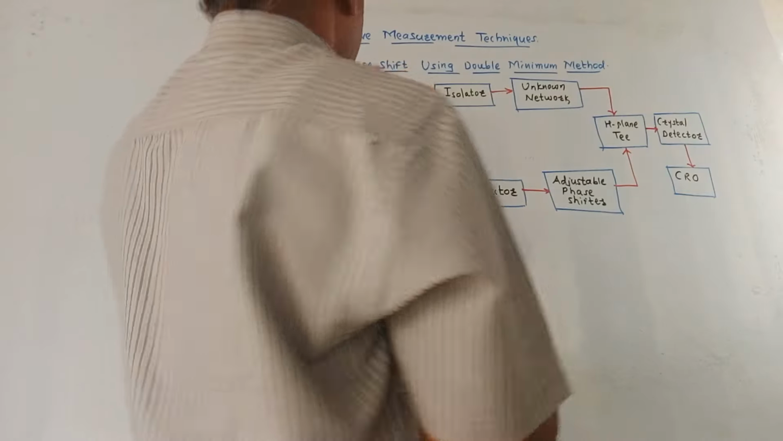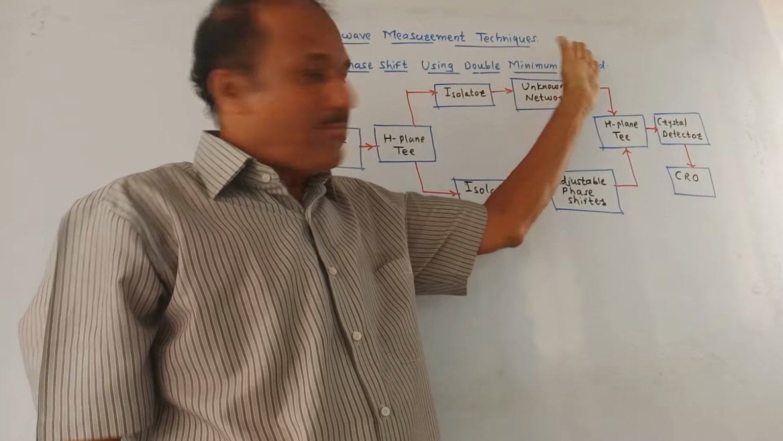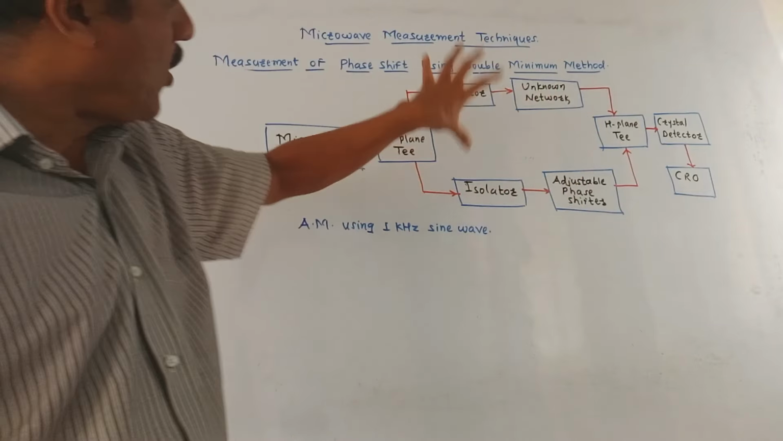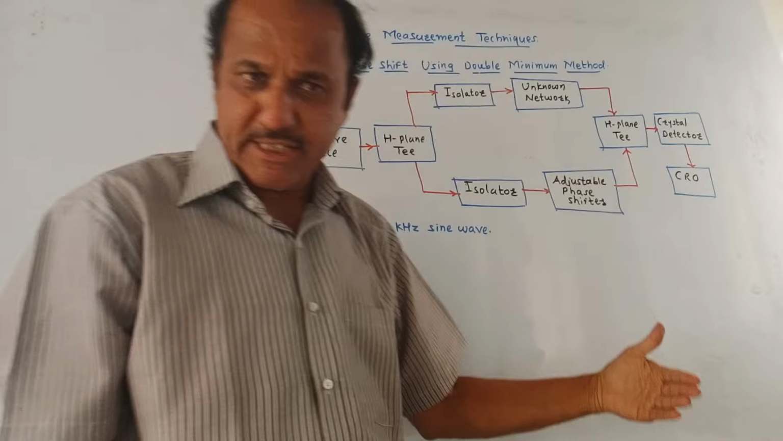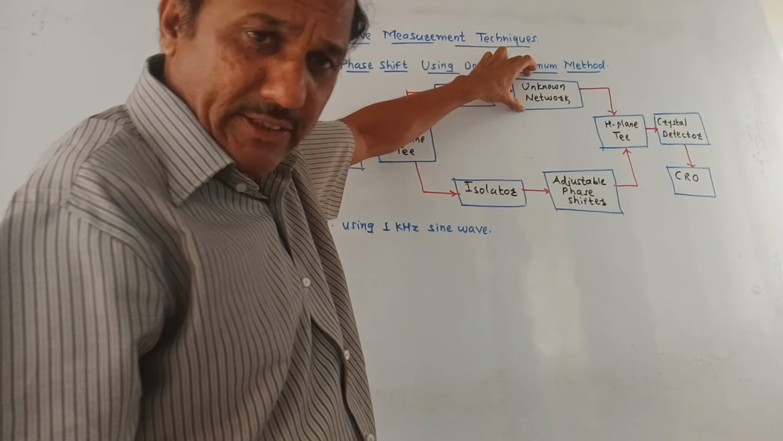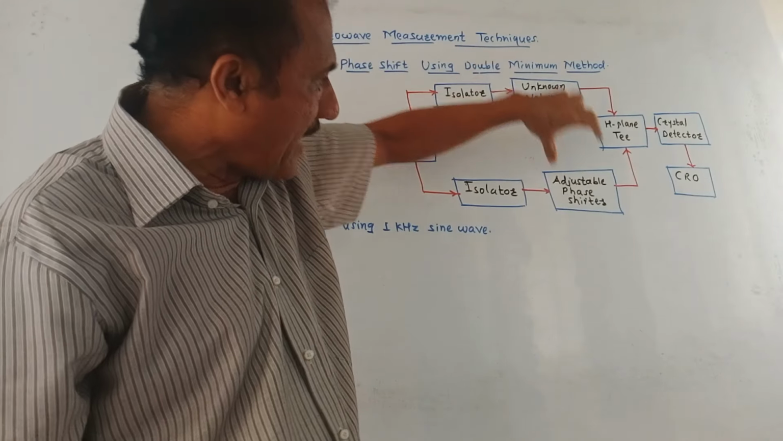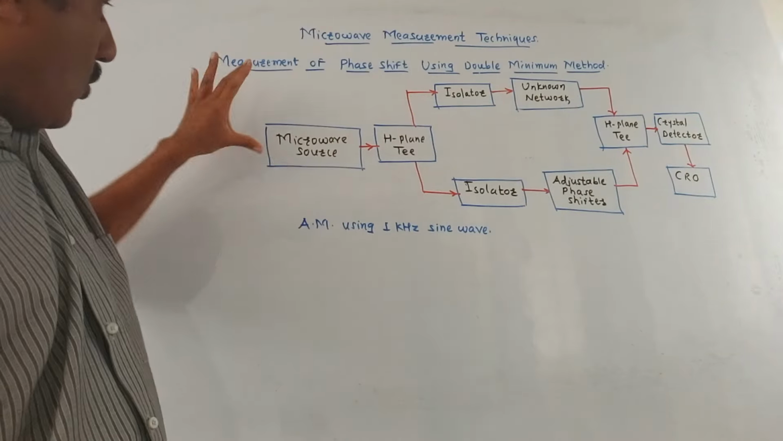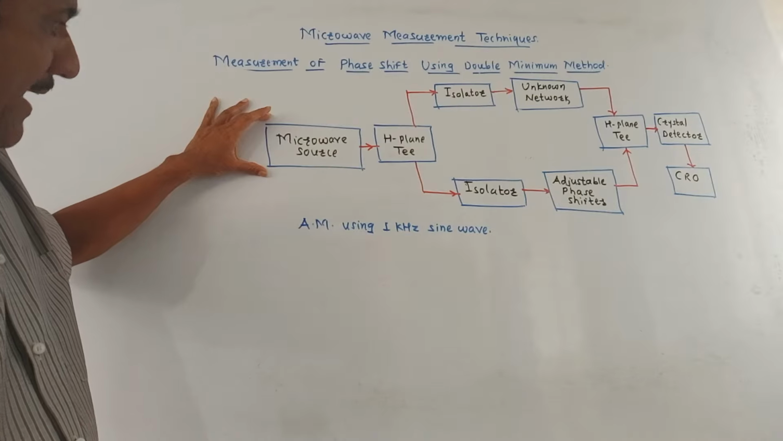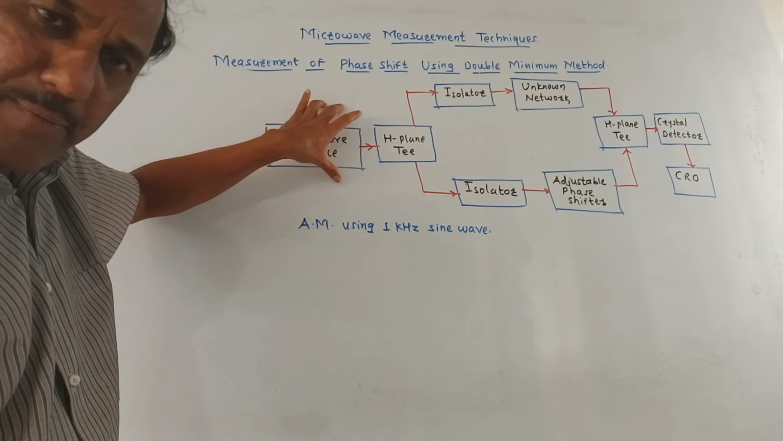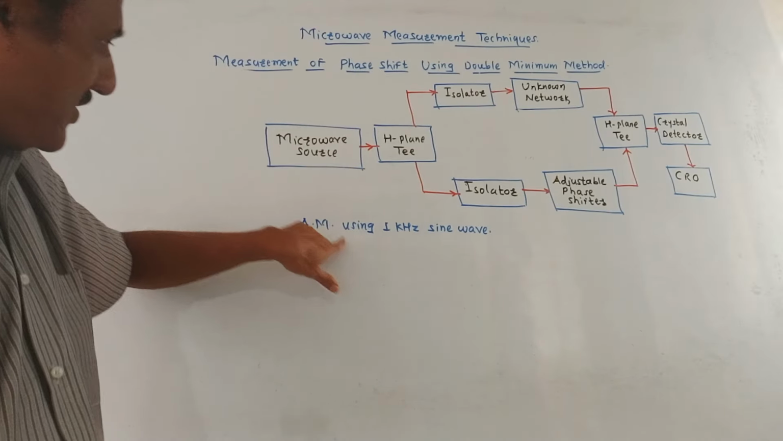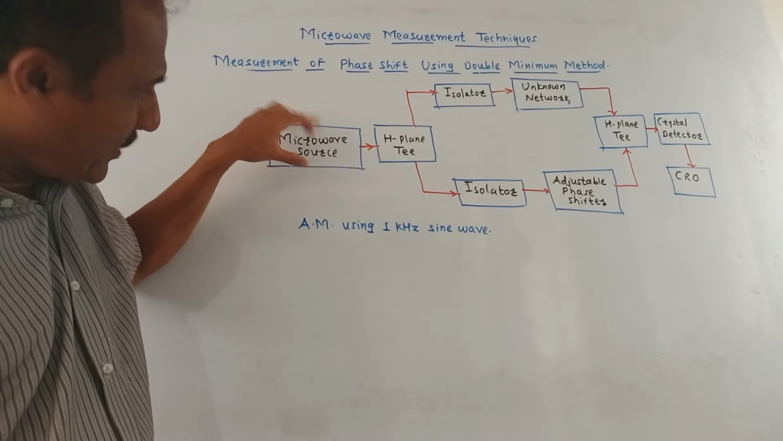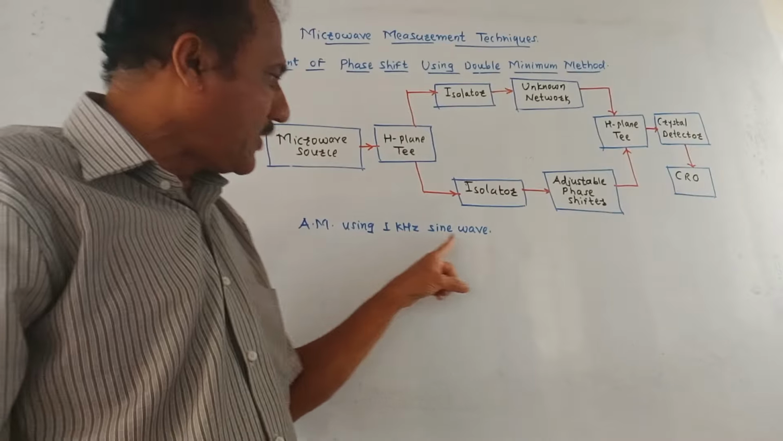Next part is measurement of phase shift using the double minimum method. This is the block schematic which shows how the phase shift of an unknown network is measured. This is the unknown network whose phase shift is to be measured, and we have one adjustable phase shifter. Now, at the input side, we have shown the microwave source. The signal of the microwave source is amplitude modulated, A means amplitude modulated, using a 1 kilohertz sine wave.